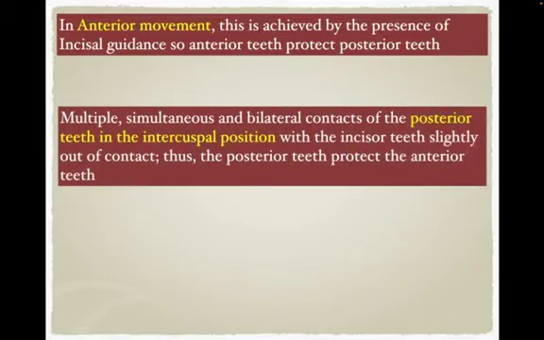So how do the posterior teeth protect the anterior teeth? When the patient is biting, we have the posterior teeth in the intercuspal position. We will have simultaneous bilateral contact of the posterior teeth in the intercuspal position, with the incisor teeth slightly out of contact. So basically, the whole force will be absorbed by the posterior teeth, preventing the heavy force of mastication from causing damage to the incisors.